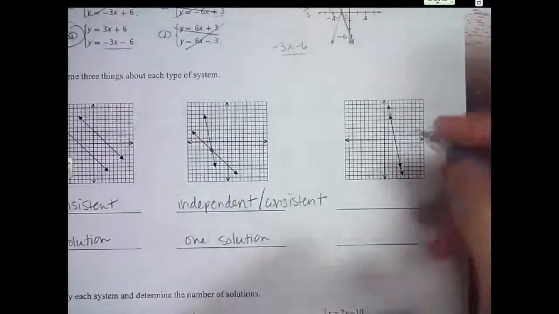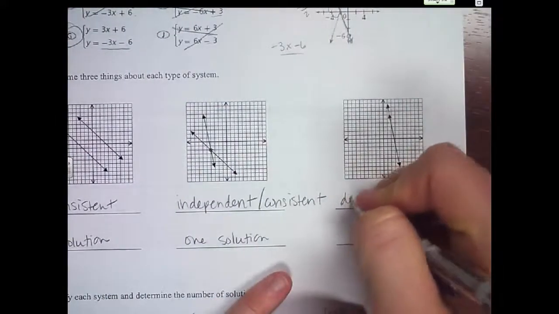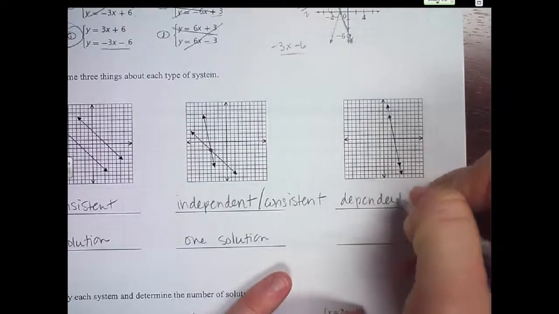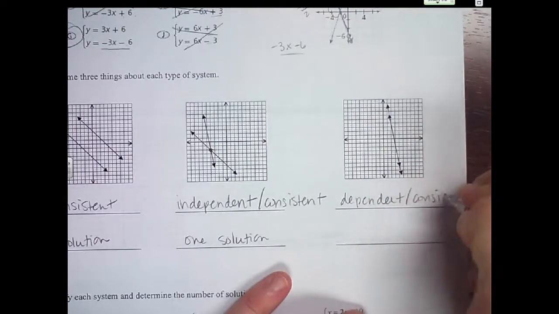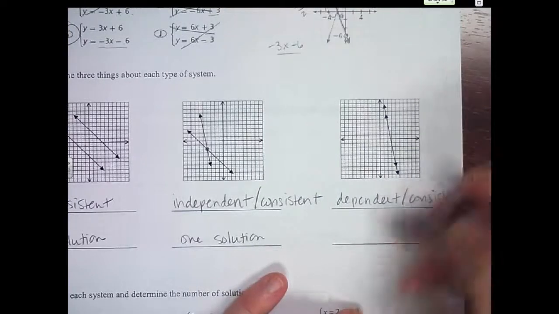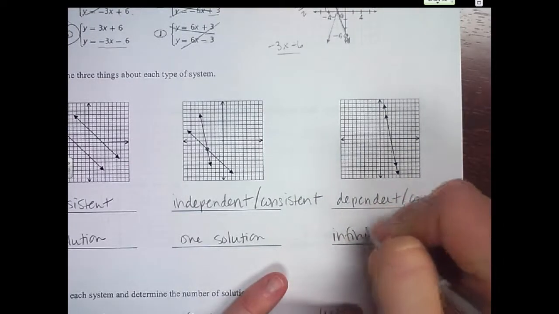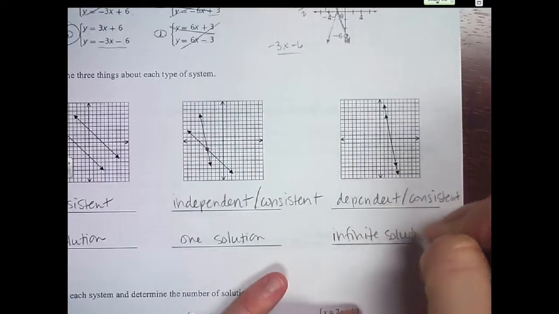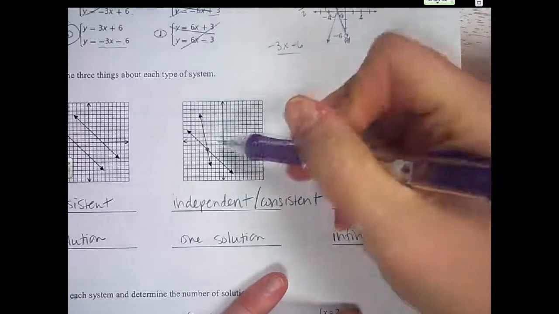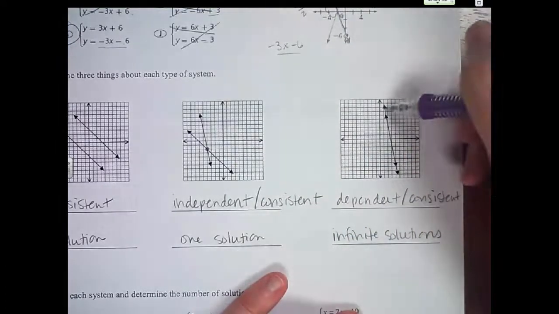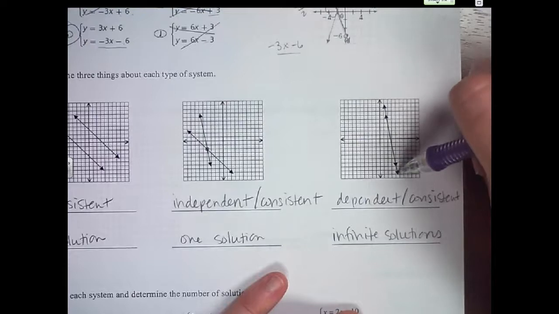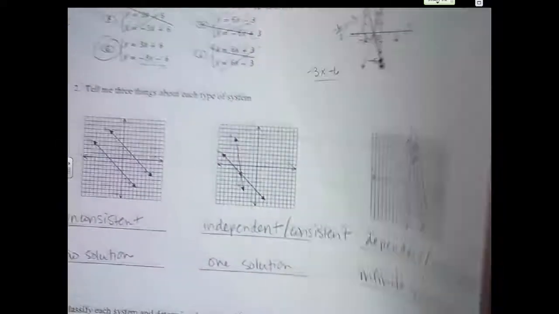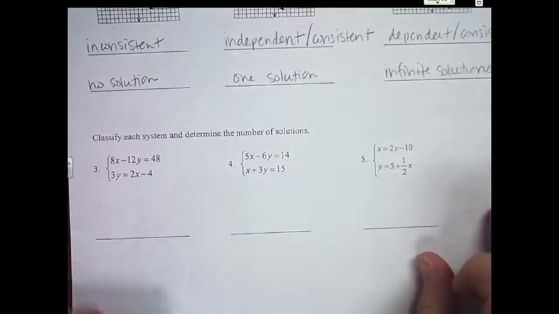Then we have these two where they're the same line. These are dependent, consistent. And this one has infinite solutions. Because this one touches one time, but these touch every single point they're going to touch. Okay, so number 3, classify each system and determine the number of solutions.